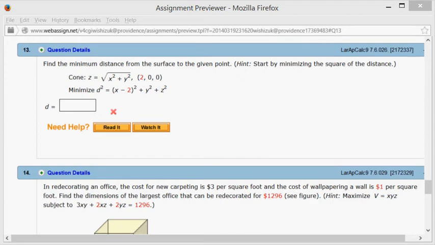Alright, let's look at the homework 7.5, 7.6, problem number 13. We want to minimize distance squared, which is the quantity (x minus 2) squared plus y squared plus z squared. The constraint is that x, y, z has to be on this cone, so it has to satisfy this equation. Let's do that.